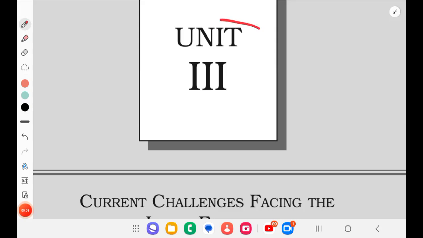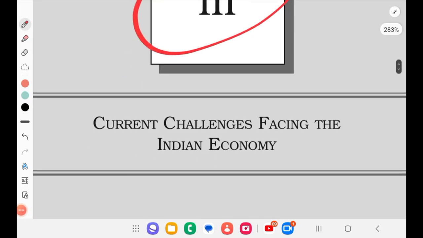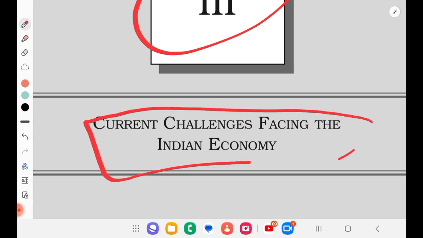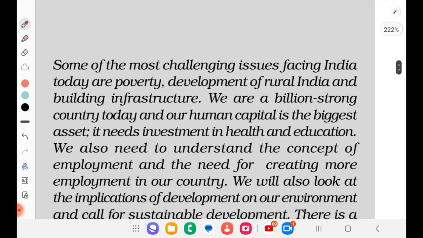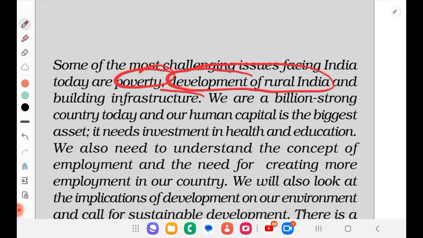We'll start with Unit 3, that is Current Challenges Facing the Indian Economy. Some of the most challenging issues facing India today are poverty, development of rural India, and building infrastructure. We are a billion-strong country today, and our human capital is our biggest asset. It needs investment in health and education.